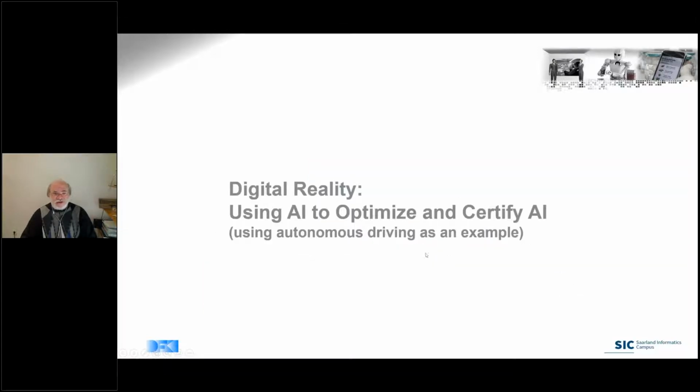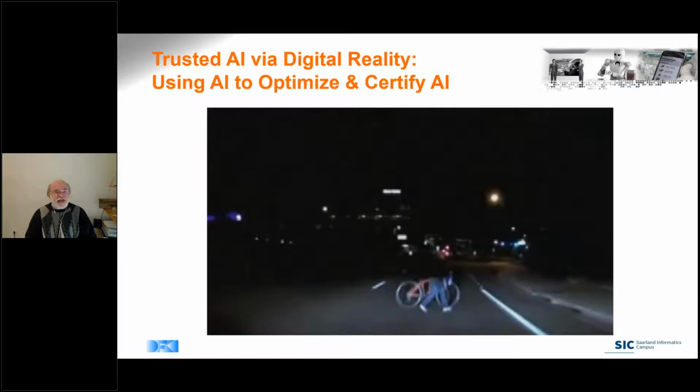And so I want to talk briefly about one technique that is very close to HPC that promises to solve at least part of that. And we call this digital reality. And I use autonomous driving as an example for that.